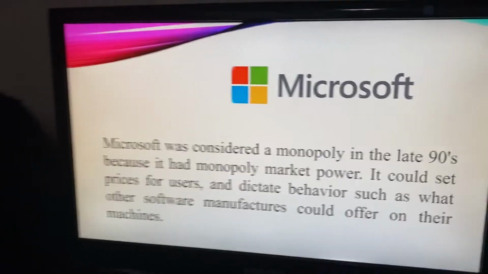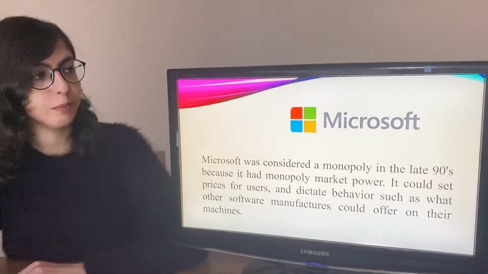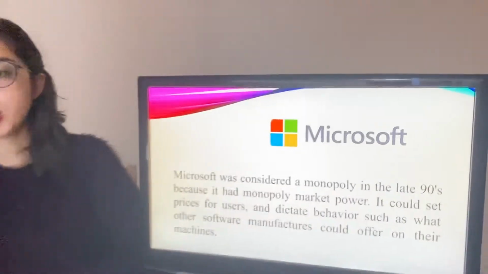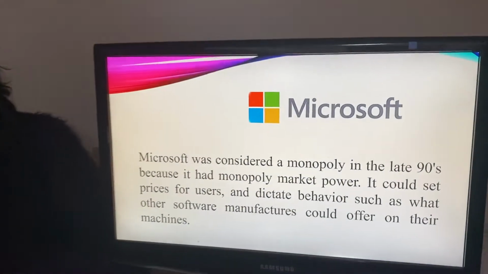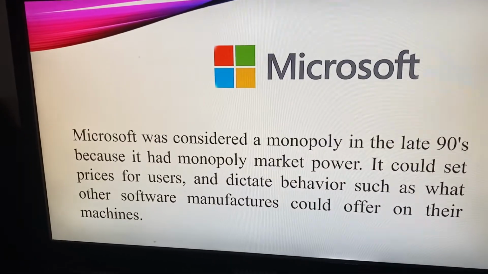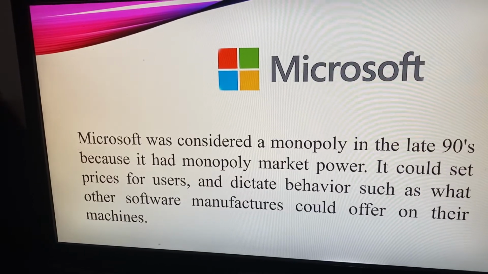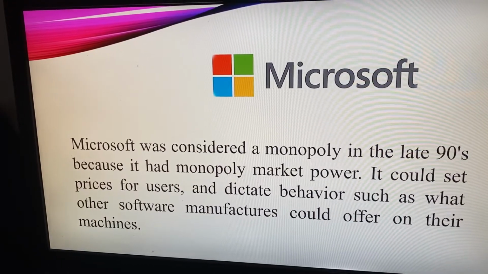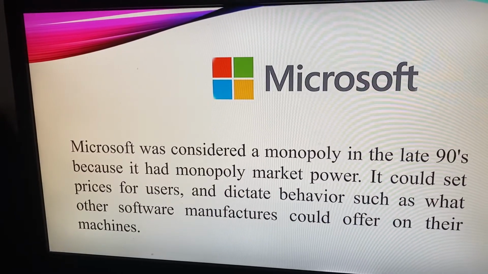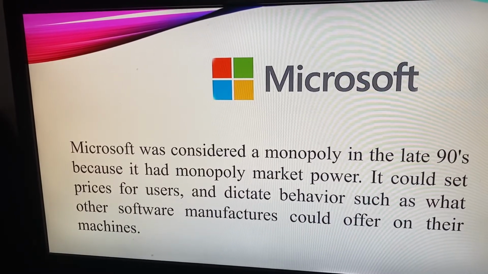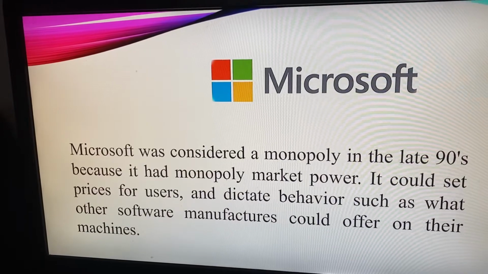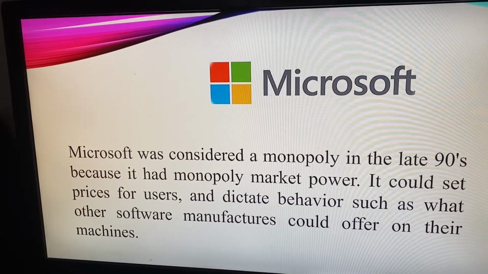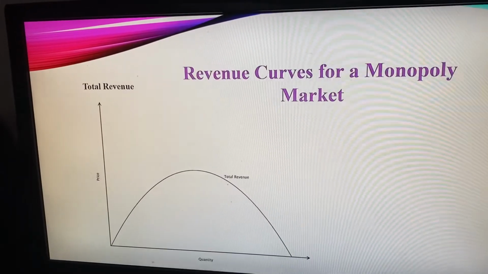As we know, Microsoft is considered a monopoly market. Microsoft was considered a monopoly in the late 19th because it had monopoly market power. It could set prices for users and dictate behavior, such as what other software manufacturers could offer on their machines.